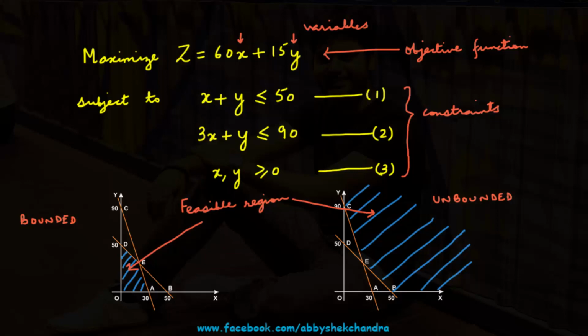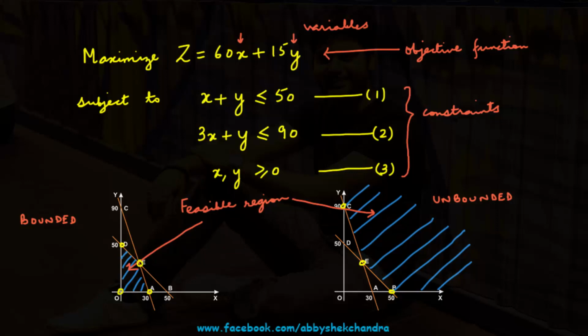If the feasible region is bounded, the maximum or minimum value of the objective function must occur at one of the corner points. However, if the feasible region is unbounded, the maximum or minimum value may or may not exist. If it exists, it must occur at the corner points only.